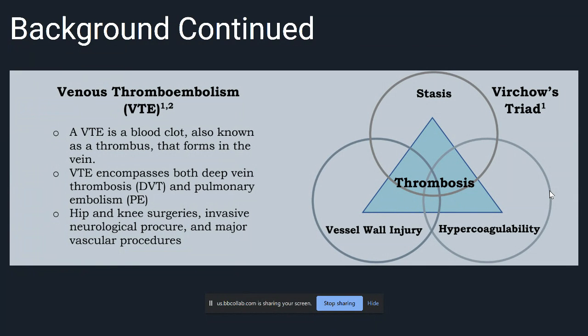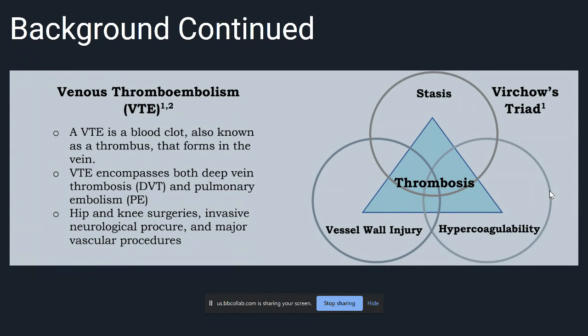Now that we've gone over this, we can talk about Virchow's triad, which is used by modern medicine to risk stratify a patient's venous thromboembolism. Looking at the different circles, we have stasis, which is not being able to move and being sedentary, which is common for surgical patients as well as patients who are hospitalized. And this lack of movement leads to blood pooling in the veins, which can lead to clot formation.